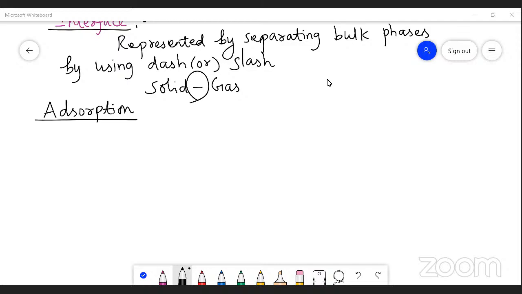Take one example. You take a duster. Okay. So you take chalk piece powder. You take a duster and chalk piece powder.